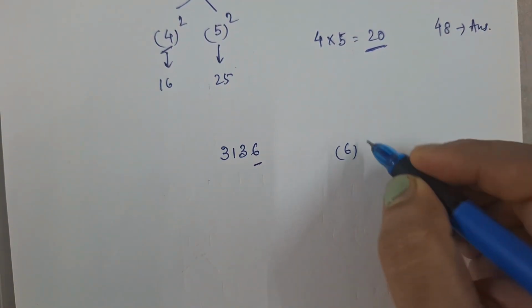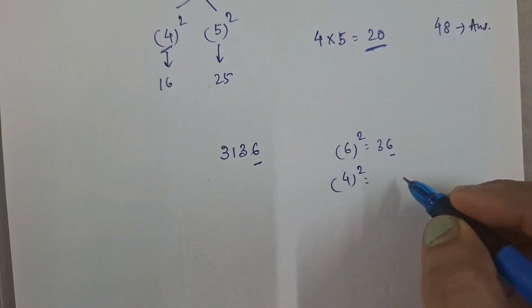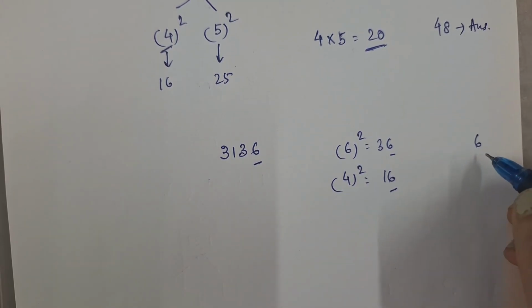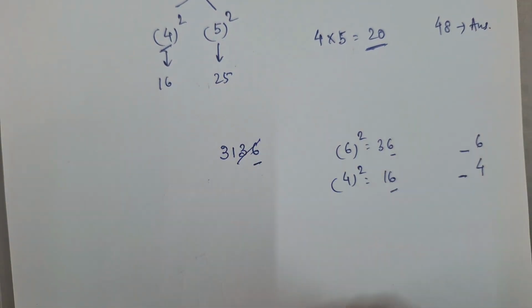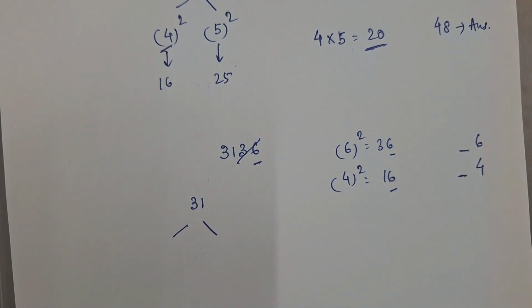Last digit possibility for 6 is in two cases. That is 6 square is 36, last digit 6. And 4 square is 16, last digit 6. So the number can either end with 6 or it can end with 4. We have to find out the digits before that. So strike out the last two digits. 31 is left.